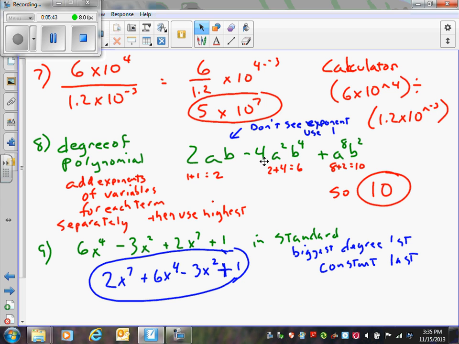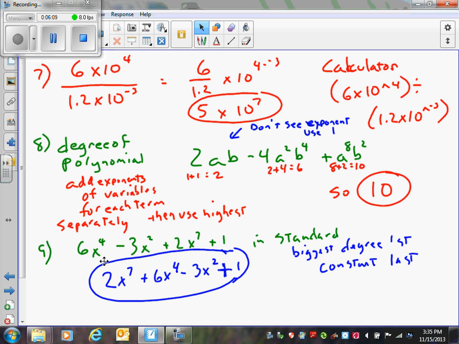This term has a degree of 2. 4 I can ignore. That's not a variable. A squared is a 2. B to the 4th is a 4. 2 plus 4 is 6. So this term has a degree of 6. Then I've got a to the 8th, b to the 2nd. Well, 8 plus 2 is 10, so this term has a degree of 10. So the whole polynomial has a degree of 10.